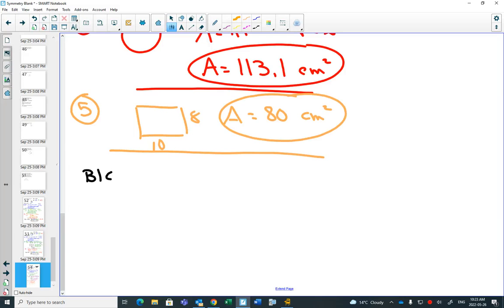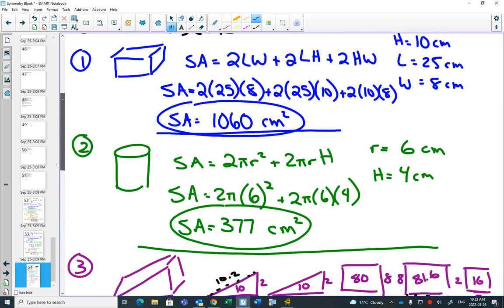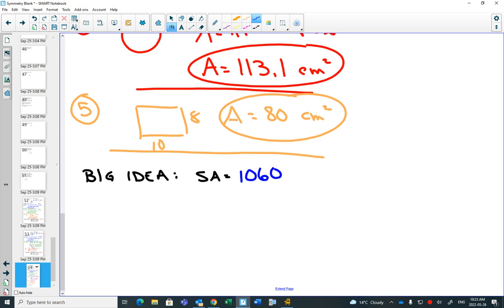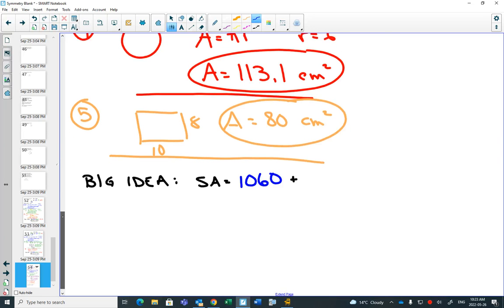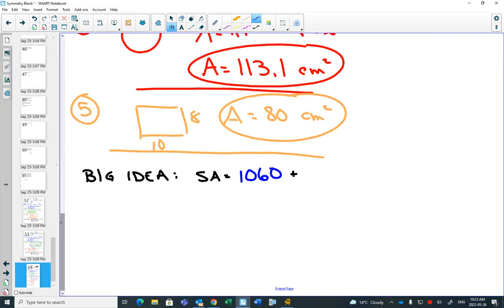Now the big idea again. Our total surface area is going to equal the blue one, which would go up 1,060, plus our green one, go up 377. Plus our purple one, 197.6. Minus 2 circles, minus 2 rectangles.